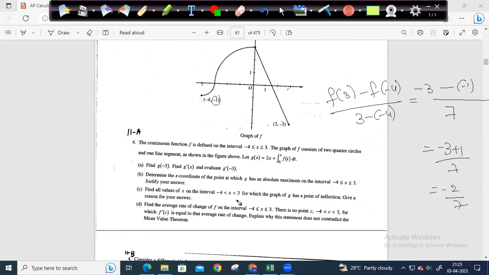For finding the average rate of change, you might get 1 mark. So do every part. Don't worry if you cannot do all of it. At least try to do what all you can do. By doing even the parts, your overall marks will be very good. No one can do all the questions in AP Calculus. No one.